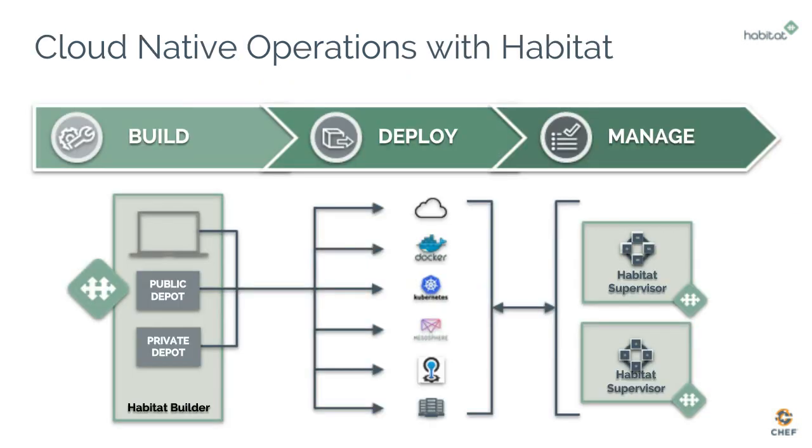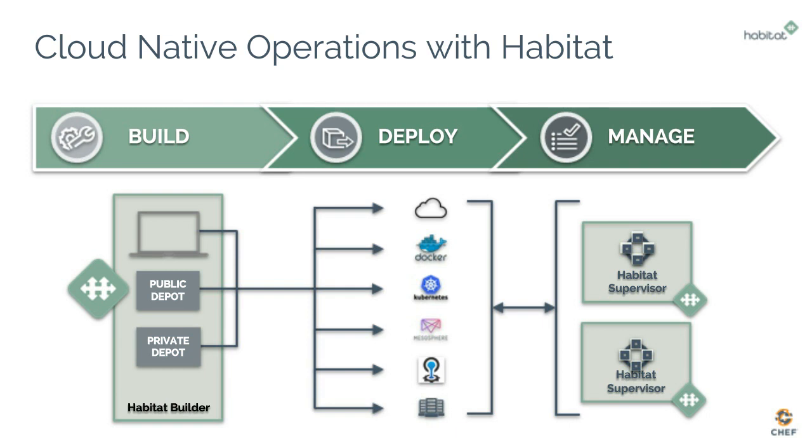So Habitat can be carved up into 3 phases or areas of interest. You build your application and you rebuild it as upstream dependencies and application code are updated. You deploy that into whatever cluster management or cloud or on-prem architecture that you need to use to get the job you're trying to do done. And then there's the lifecycle management of that application post-deploy.